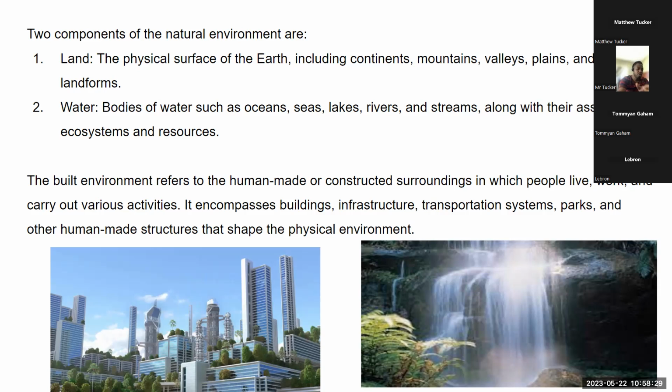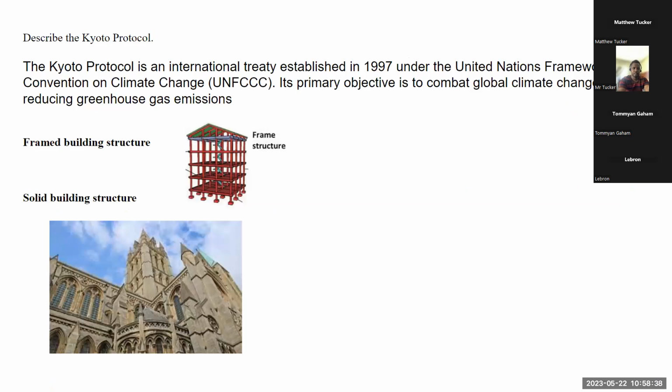Built environment, again, two components. You have the parkway, you have buildings such as schools, hospitals, etc. Now, some of the things you're going to be introduced to now would be the first time you're seeing it. Let me start at frame building structure, solid building structure. Now, frame building structure, as the name suggests, is framed. For example, the top picture right here is just a frame. This is what you consider just a frame. You're not seeing any brick, you're not seeing any block. It's just frame, nothing else, as you can see right here.